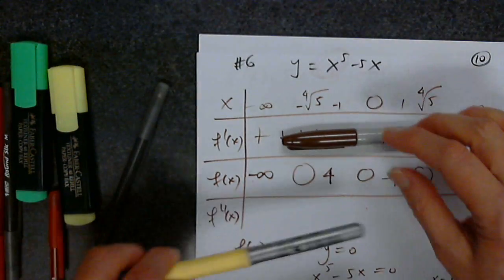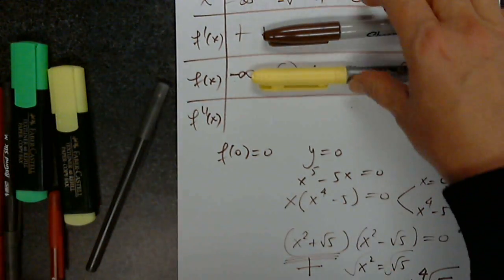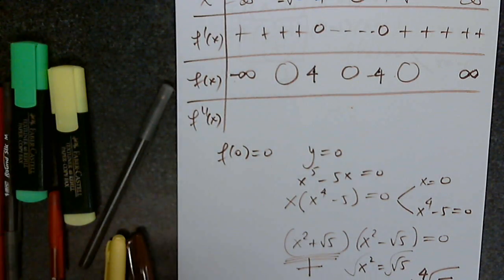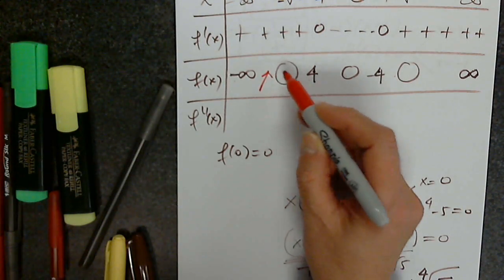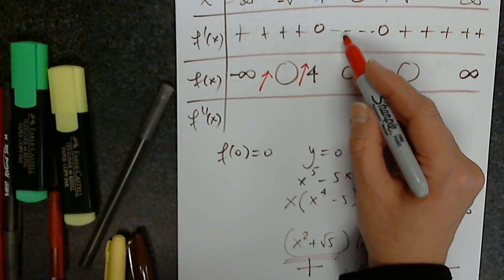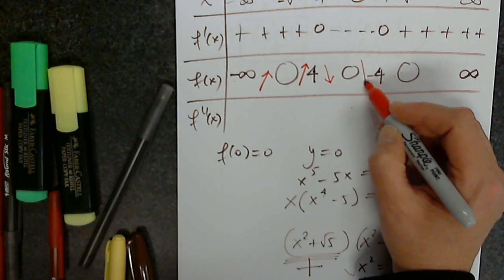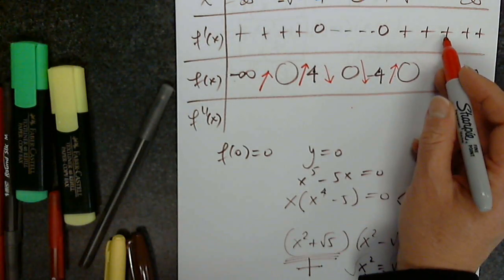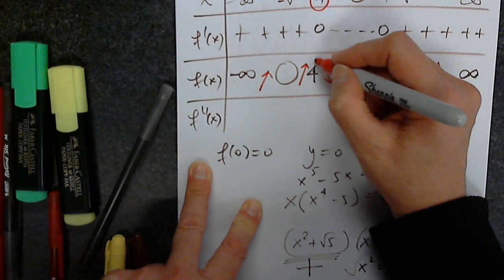I have to make sure that these two work together. Otherwise, there is a mistake somewhere. So here's my question to you. From negative infinity to 0, is this function increasing? From 0 to 4, is it increasing? From 4 to 0, is it decreasing? From 0 to negative 4, is it decreasing? From negative 4 to 0, is it increasing? From 0 to infinity, is it increasing? It appears that all is in order. Now, what type of point is this?